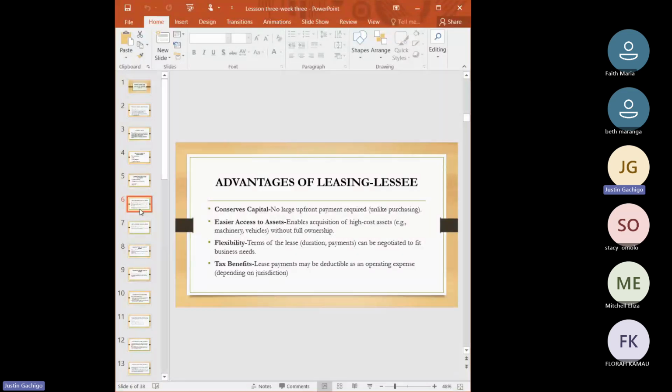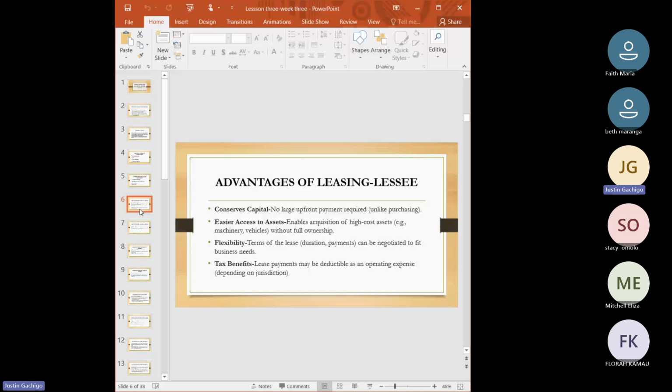an asset. So one of the advantages is that it conserves capital, and we say no large upfront payment required, unlike purchasing. So when you are purchasing a motor vehicle, you need a large sum of money, but when you are leasing, you don't require a large sum of money. The other one is easy access to the asset. So it enables the acquisition of a high cost asset, e.g. machinery or vehicle, without the full ownership. So for example, the lease will enable you to access this asset very easily without having to own the asset.